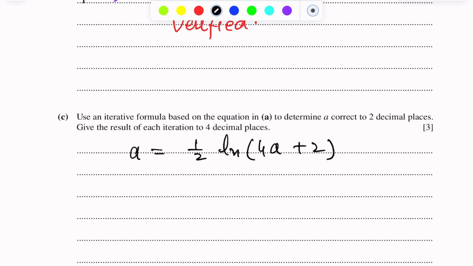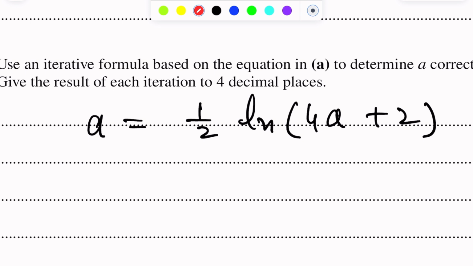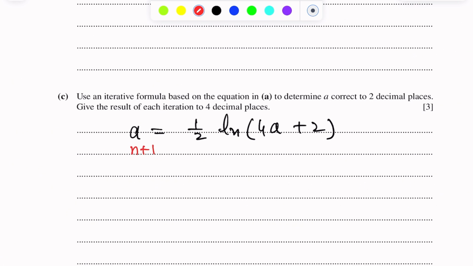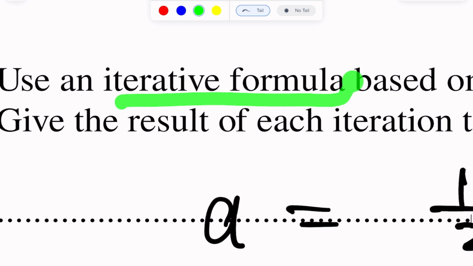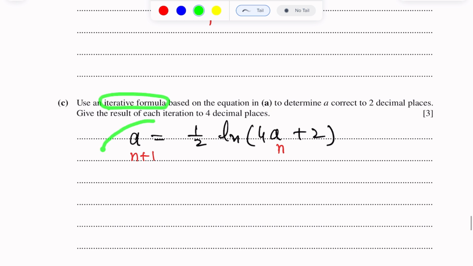But to make an iterative formula, on the left hand side, in the subscript of the variable we write n plus 1, but on the right hand side where the variable lies, we write n in the subscript. So this becomes a formula that is called the iterative formula. When the iterative formula is not given, then we make the iterative formula like this. Now this is the iterative formula.